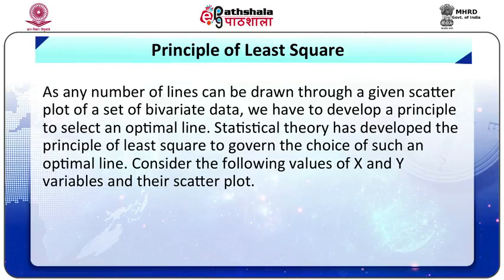As any number of lines can be drawn through a given scatter plot of a set of bivariate data, we have to develop a principle to select an optimal line. A statistical theory has developed the principle of least square to govern the choice of such an optimal line. Consider the following values of x and y variables and their scatter plot.